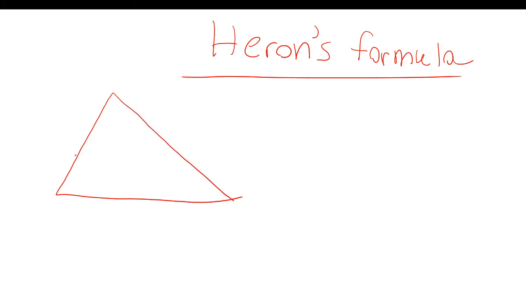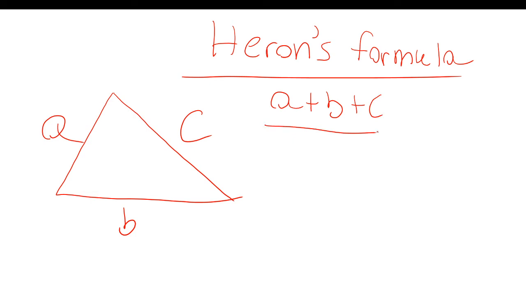I'm going to say we have a triangle with side lengths of A, B, and C. It doesn't matter what A, B, and C are. They're just real numbers. To find the area of this, I can just sum up A, B, and C. You might call this the perimeter, but I'm going to do something even better. I'm going to divide the perimeter by 2. We call this the semi-perimeter, and we denote the semi-perimeter as S.